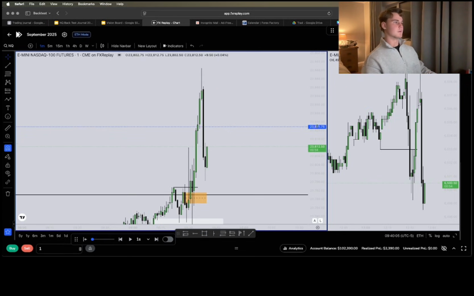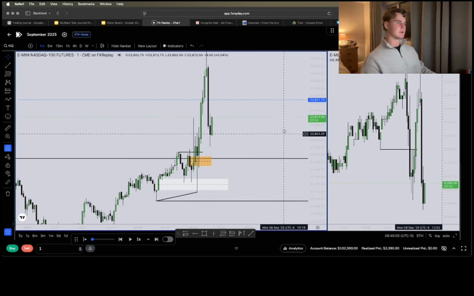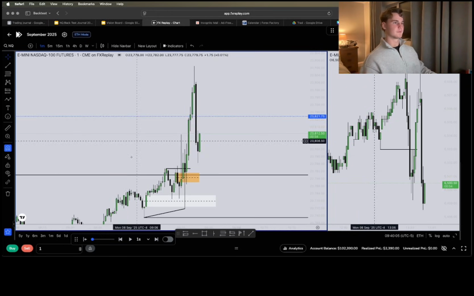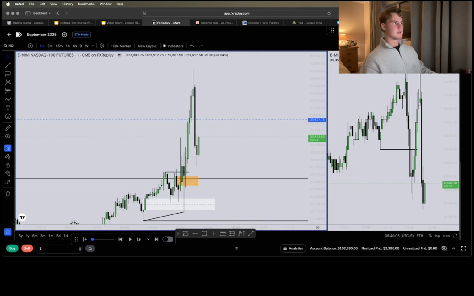Simple day, but classic no news Monday. Kind of choppy. Don't really like the price action there. It's not a clear-cut bullish continuation, so I wouldn't take any.